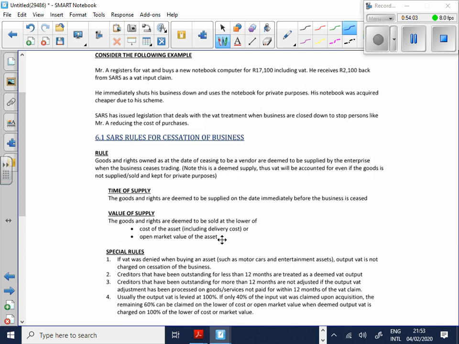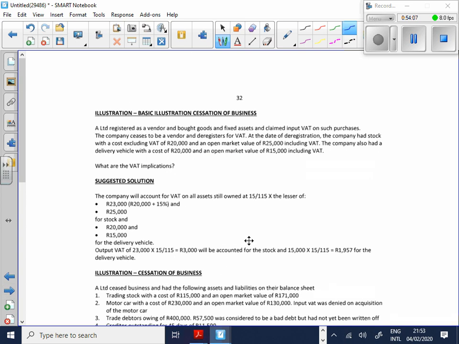So essentially, let me just go through an example and you'll be able to see how this works. So it says A Limited, registered as a vendor, bought goods and fixed assets and claimed input VAT on such purchases. The company ceases to be a vendor and deregisters for VAT. At the date of deregistration, the company had stock with a cost excluding VAT of 20 and an open market value of 25 including VAT.